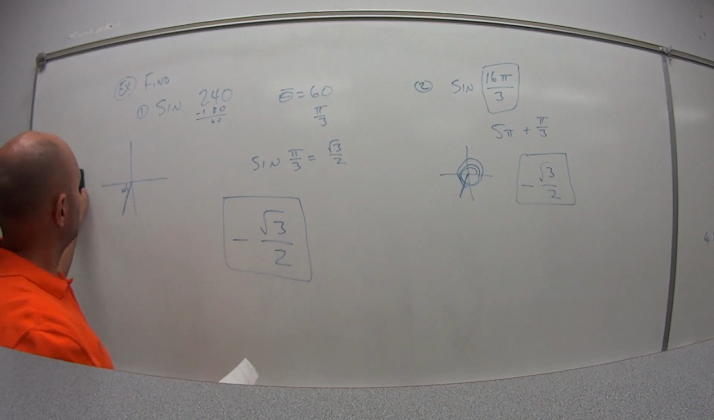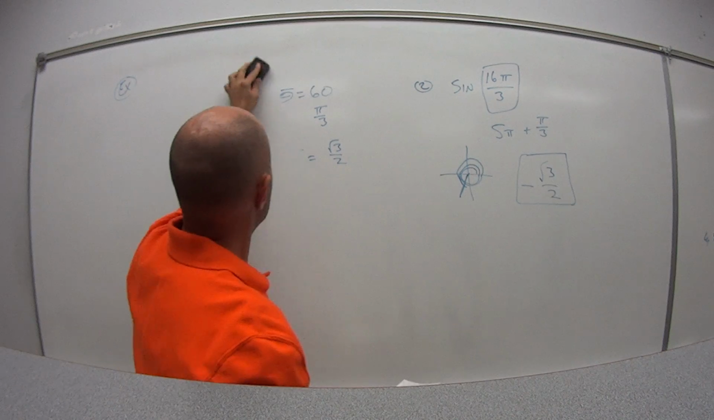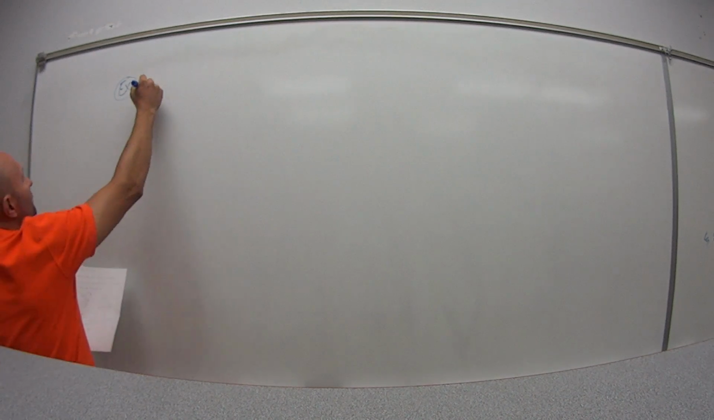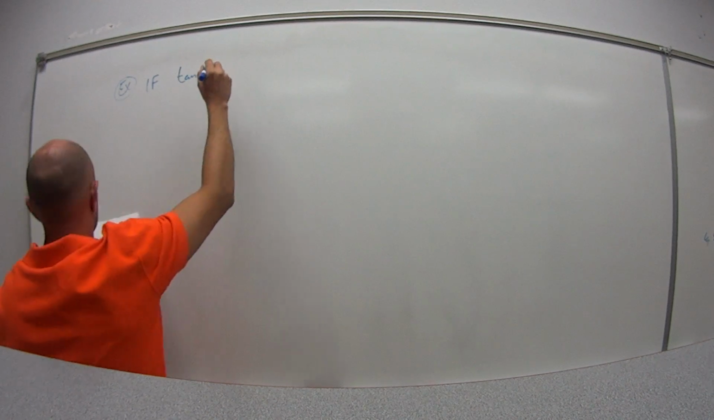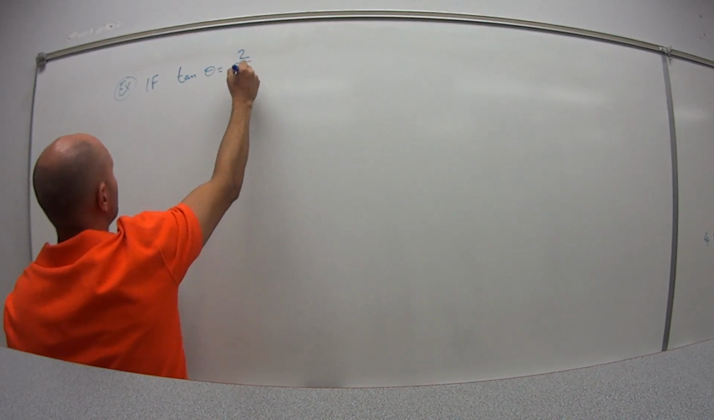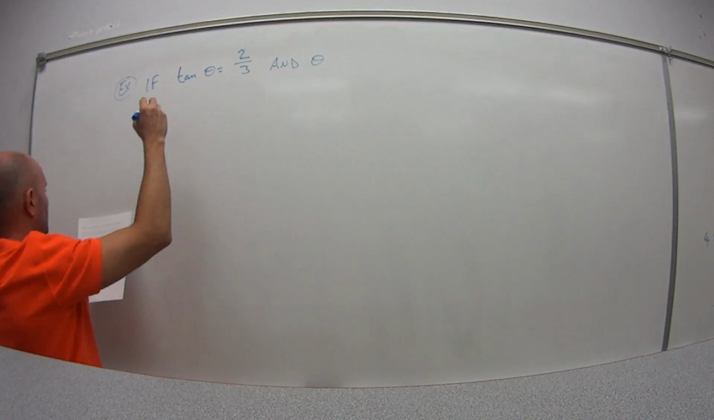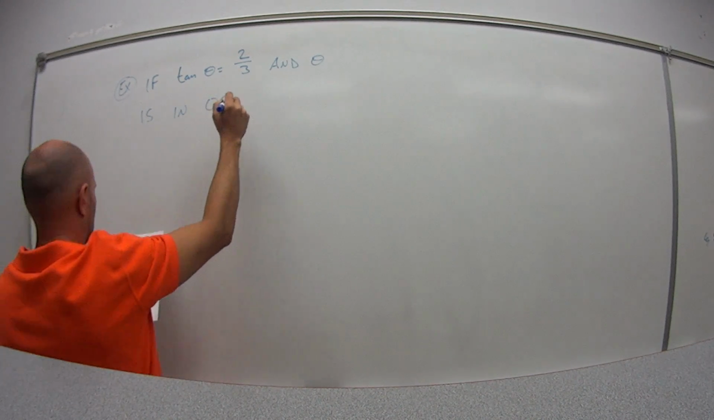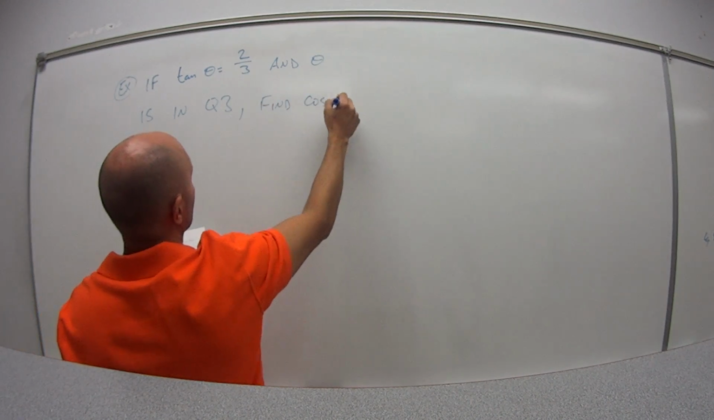All right, so let's look at another type of example. So we have the following. If tangent of theta is equal to 2/3 and theta is in quadrant 3, we want to find cosine of theta.